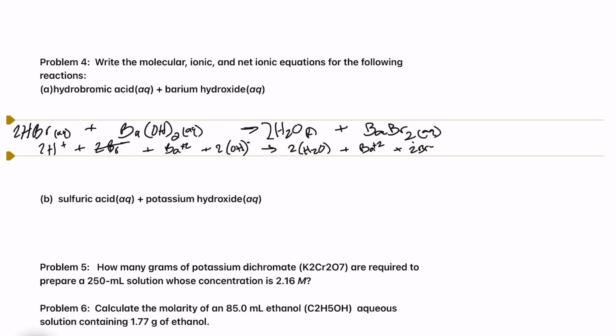So again, we cross out anything that is not unique, as long as it appears on both the reactant and product side. We can cross it out. So bromine appears on both sides. Barium appears on both sides. But our hydrogen and our hydroxide are unique, as is our H2O, our water molecule here. And so now we have our net ionic equation.